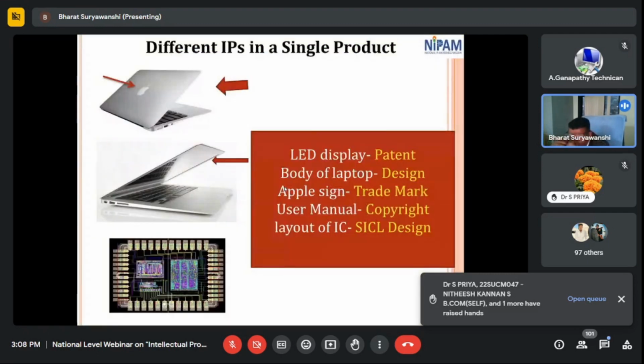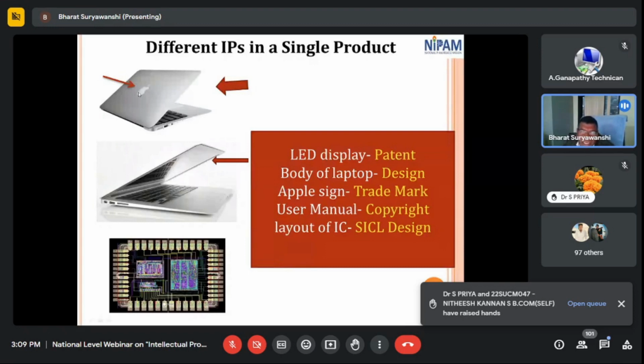I've taken a simple example to help you understand how we can protect a single device with more than one IPR. You can check the symbol itself indicates that you are having an Apple. The body of the laptop is a design. The Apple sign is a trademark. The user manual is a copyright. The integrated circuit inside is a design. So each work gets protected. Therefore, the design and technology used by Dell, Samsung or Microsoft computers cannot be used; it is Apple's only, so Apple can be protected.